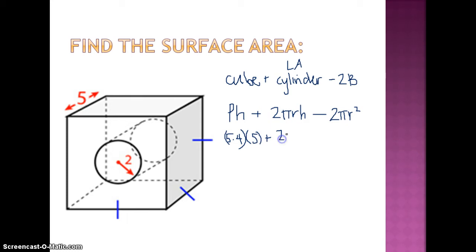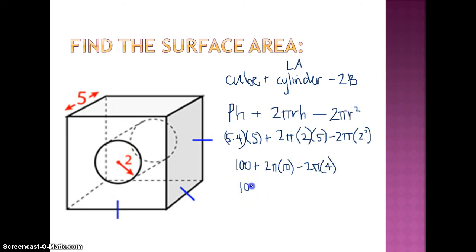We're going to add that to 2 times pi times our radius. Now the radius is referring to the radius of our cylinder, which is 2. And the height of our cylinder, which goes from one face to the other face, so it's going to have the same height as our cube, which is 5, minus 2 times pi times our radius of 2 squared. 5 times 4 is 20. 20 times 5 is 100. Plus 2 pi times 10 minus 2 pi times 4.